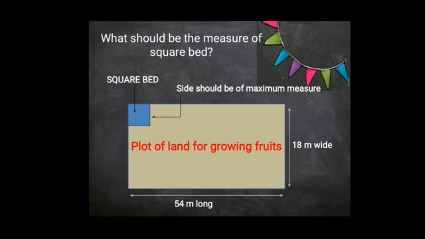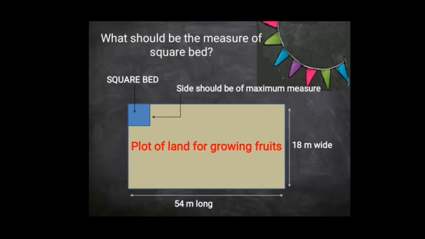Now let us take another example. Suppose I want to make square beds for planting flowers on a plot of land that is 54 meters long and 18 meters wide. Now what should be the maximum possible length of each bed?